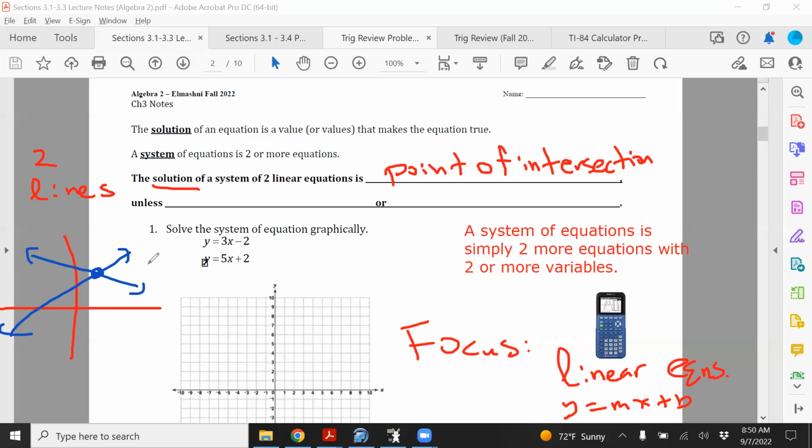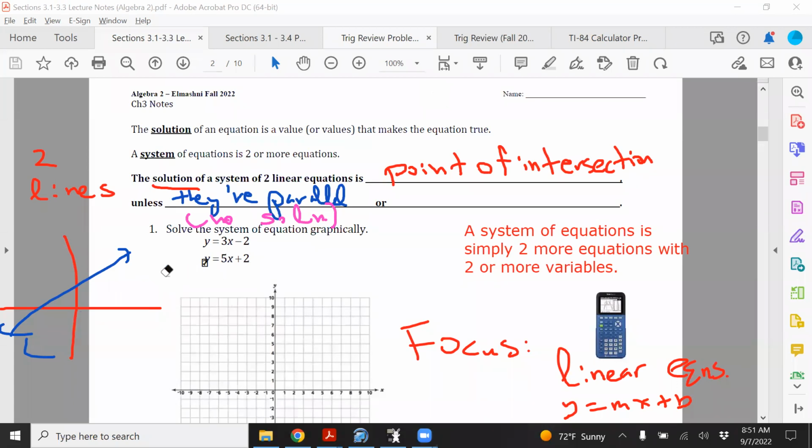However, it's not always going to happen. What else could happen? Unless they're parallel. They can be parallel. What if I had this here? Are these two lines touching? Unless they're parallel, in which case we're going to say no solution, because there's nothing in common.